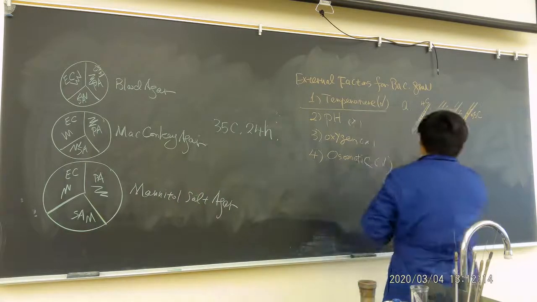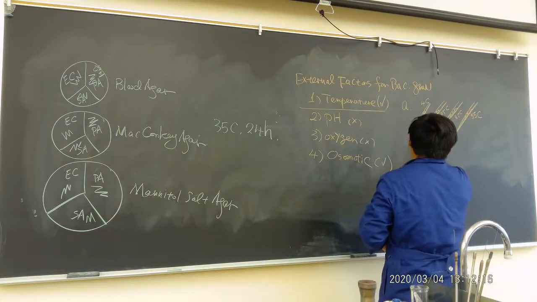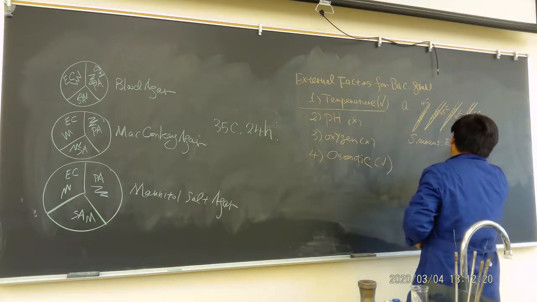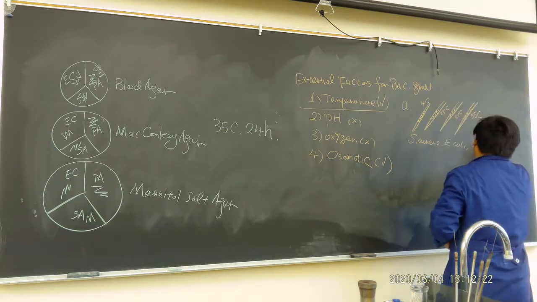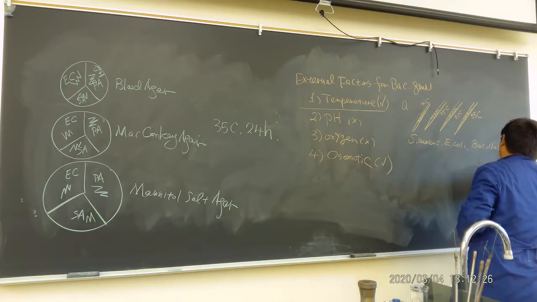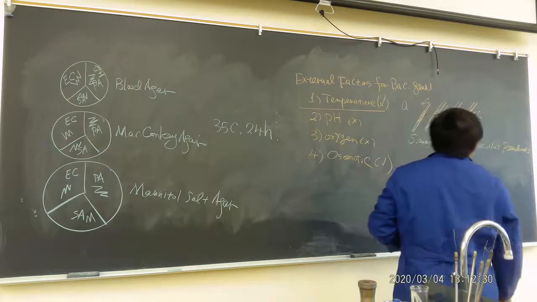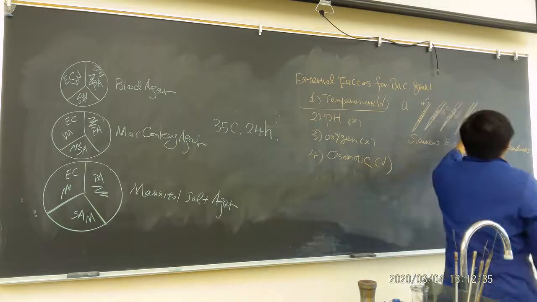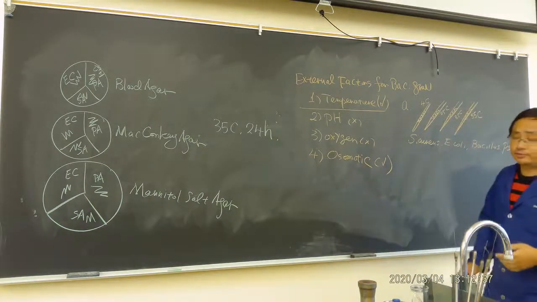So you will do either Staphylococcus aureus, E. coli, Bacillus, or Pseudomonas aeruginosa. Only one, okay, assigned culture. Then we give it to the TA, and we will incubate at different temperatures.